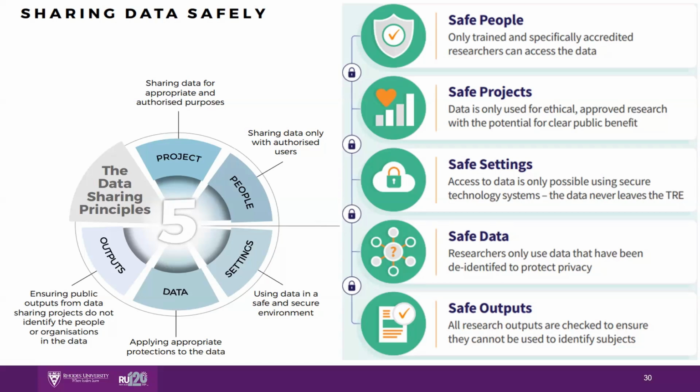You always want to keep the data safe. When we look at the safe data icon there, that is researchers should only use data that have been de-identified to protect privacy. You can take that one with a bit of grain of salt. Sometimes, in order to get the best utility out of the data, you might want to work with data that have not necessarily been de-identified. But if the data are going to be shared publicly, then they must actually be de-identified.